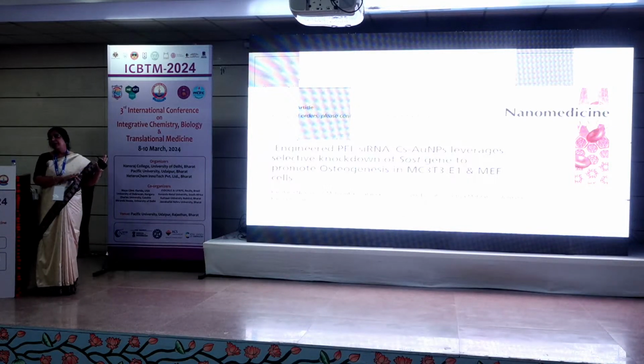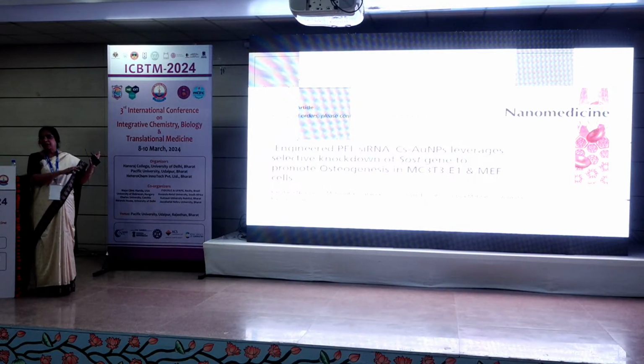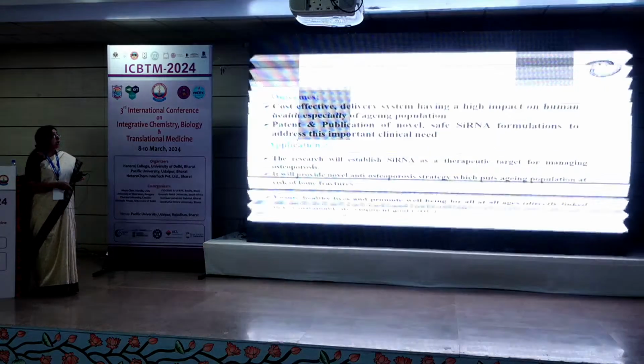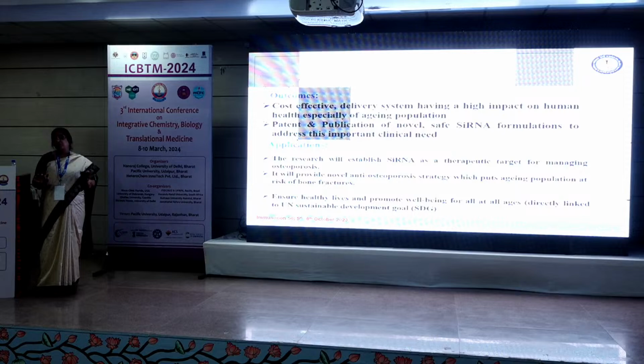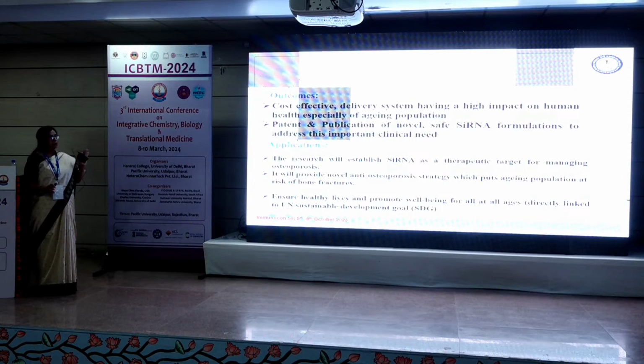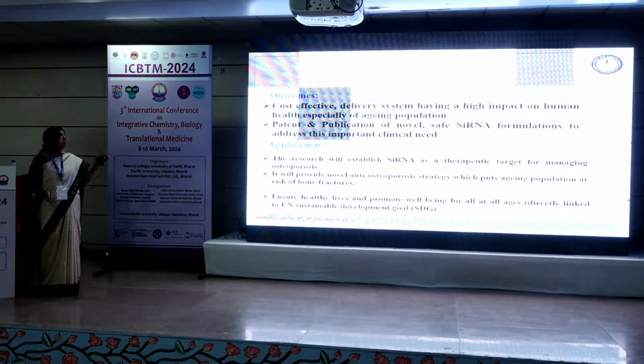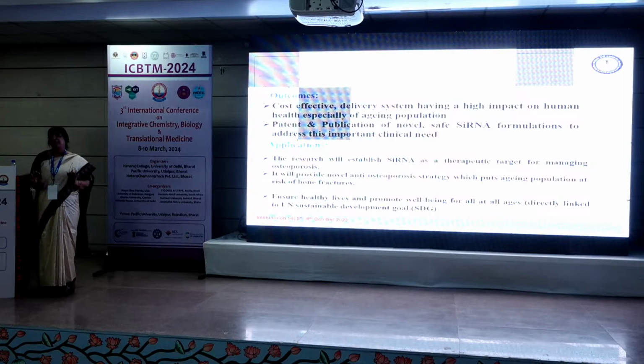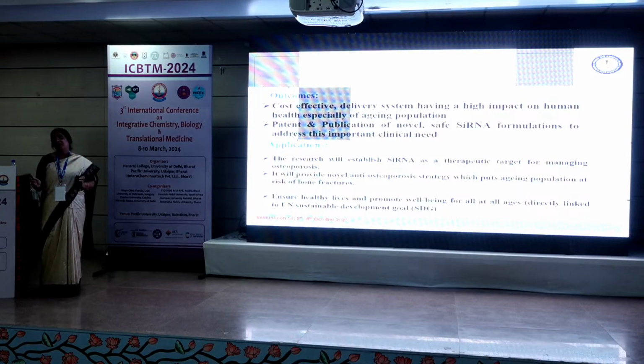So this has already been accepted by nanomedicine. By Monday next, this will already come onto the net, and you can start looking at this paper. The outcomes are beautiful. We have a cost-effective delivery system, high impact for human health, completely ready for translation. A patent has already been applied for, and the publication has come. This research is also very important for the SDG goal, because it is of global importance. We cannot deny osteoporosis anymore.